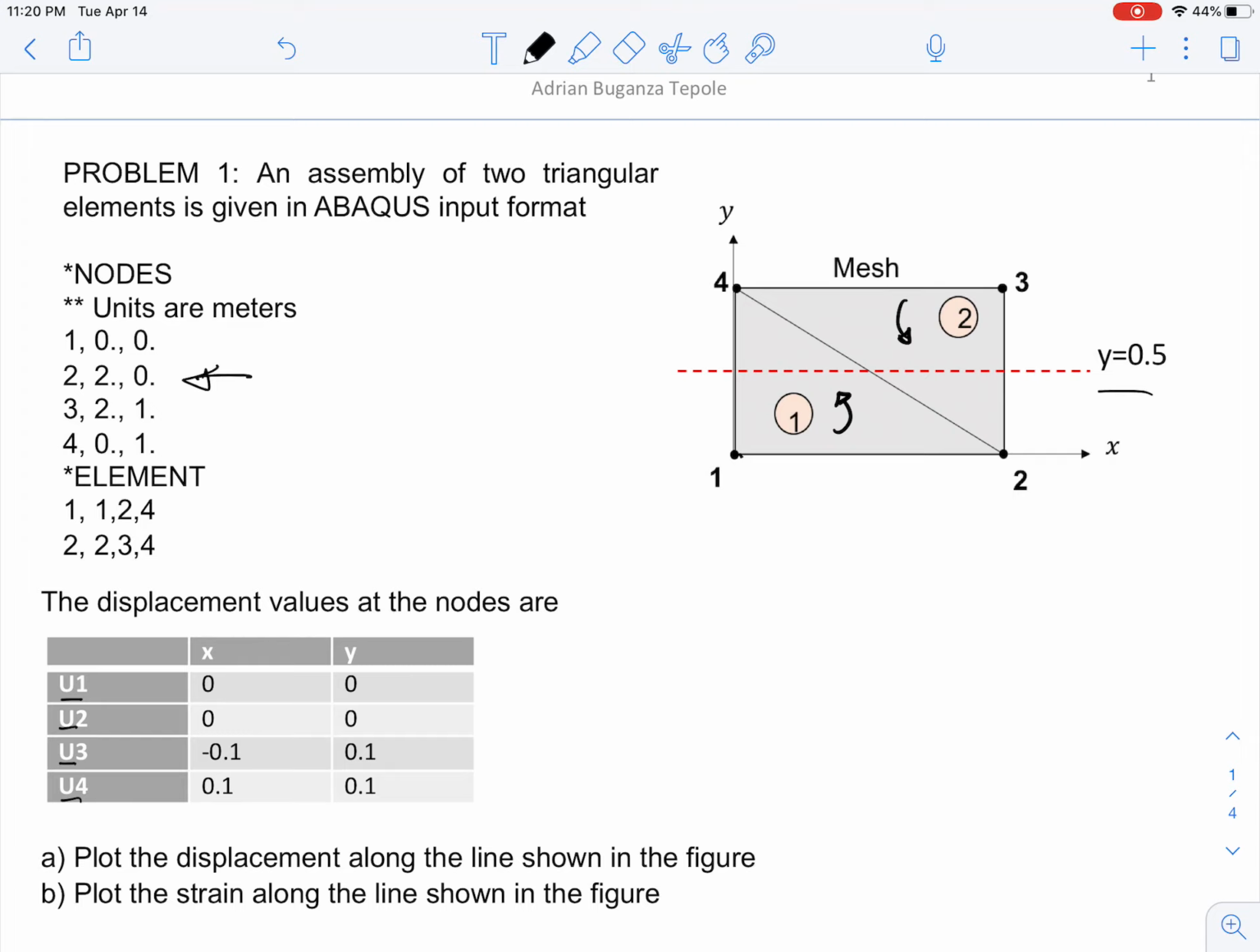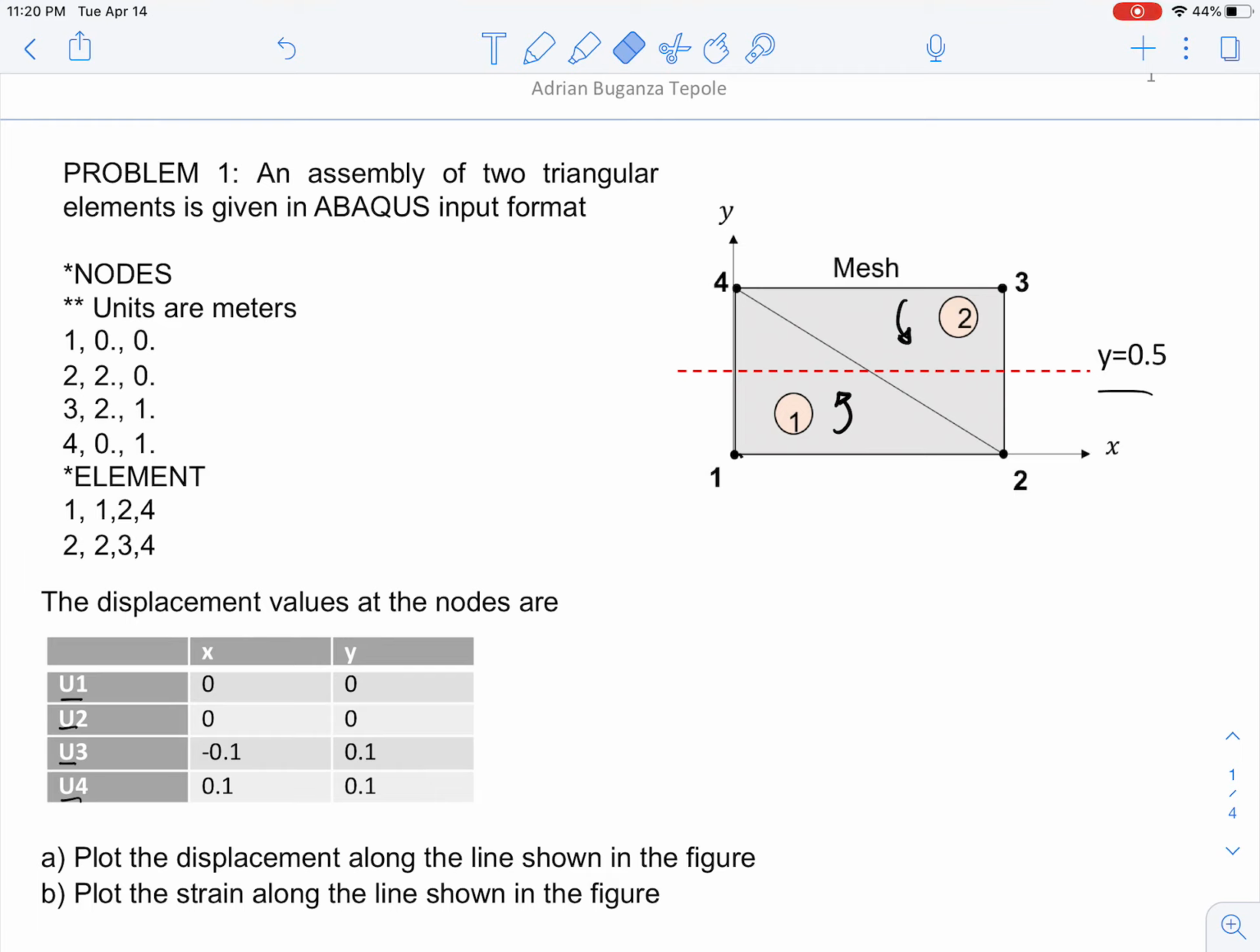And we have a mesh made out of two triangular elements. The coordinates are here in sort of the Abaqus format. So we have 0, 0, 2, 0, 2, 1, and 0, 1. And then the connectivity is given here. So the first element is 1, 2, 4. So this element right here, with the nodes numbered counterclockwise. And then the second element is 2, 3, 4. So again, counterclockwise for the node numbering.